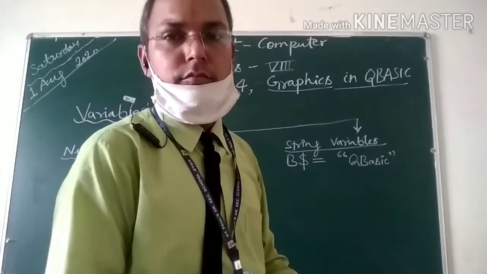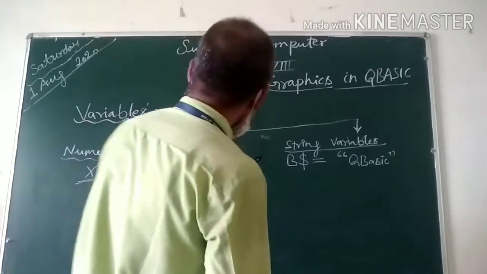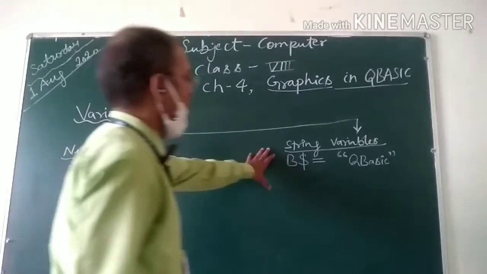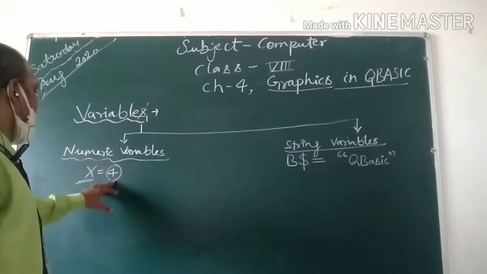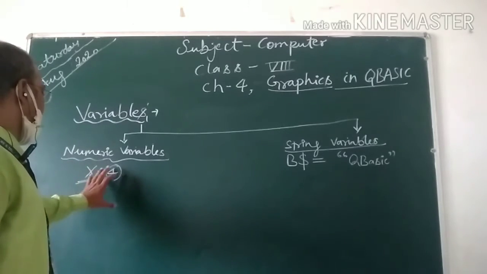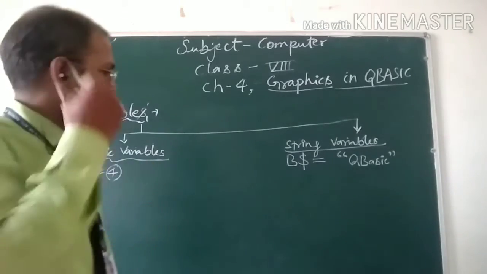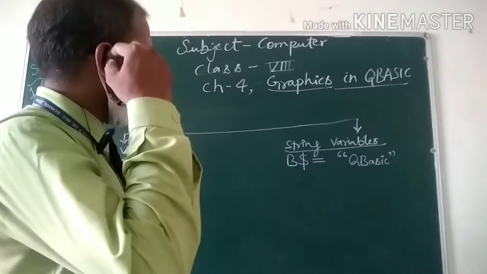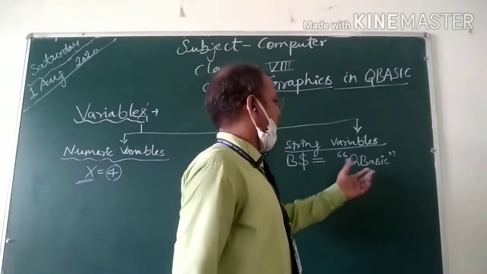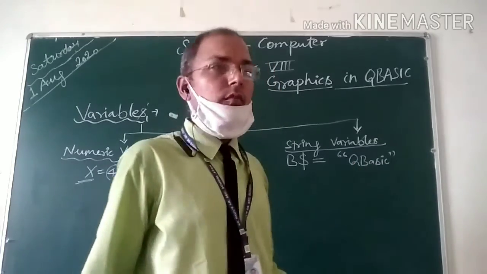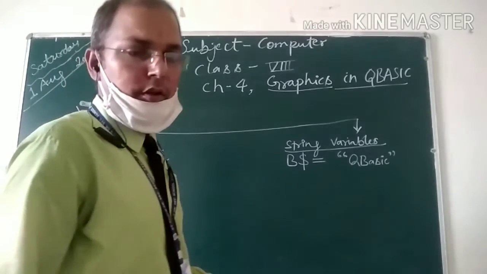Now I will discuss graphics. Again, numeric variables and string variables. A numeric variable holds a number; as an example, 4 is the value assigned to x. These are number variables, and string variables come from QVC in double quotes. So these are two things, and right now we will start graphics.